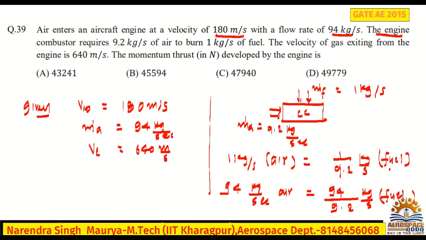Okay, all right. So for 94 kg, because actually you are supplying 94 kg per second of air, what amount of fuel is required? That amount of fuel will be 94 divided by 9.2. Let me calculate this. It is nothing but, okay, wait, 94 divided by 9.2, I'm getting 10.21 kg per second.